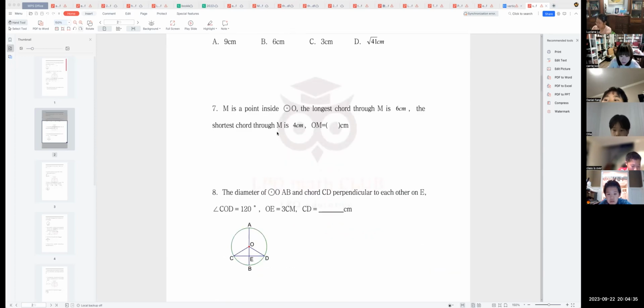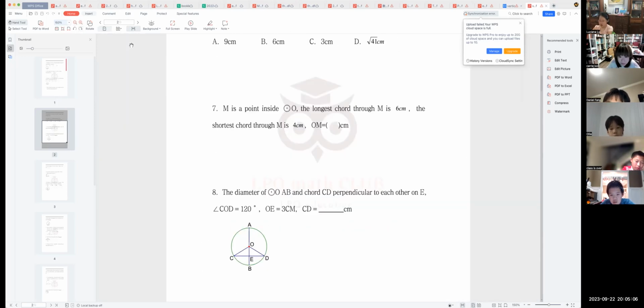Okay, so let's take a look at number 8. The diameter of circle O, AB, and chord CD are perpendicular to each other at E. Angle COD equals 120 degrees. OE equals 3 and CD equals what? Okay, everybody, because this question has something I never told you before, so we're not going to give you time to think about it. I'm going to directly explain myself.